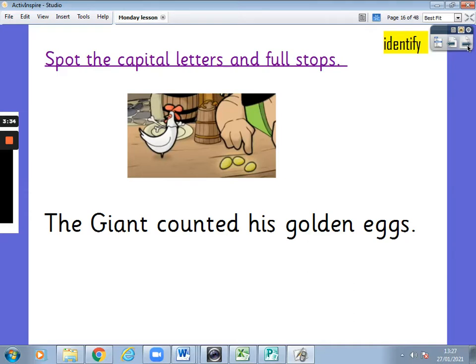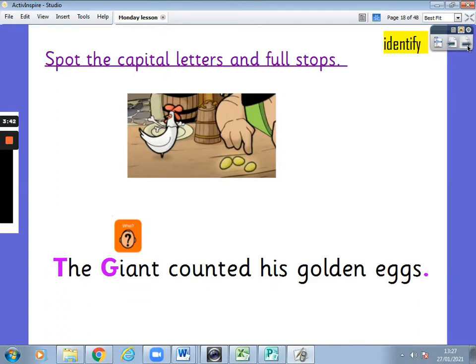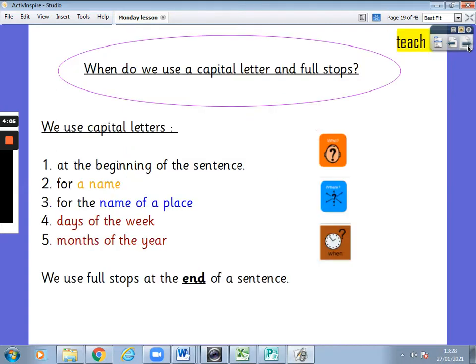The giant counted his golden eggs. Pause the video and spot them. That's right. Capital T for the is the beginning of a sentence. Capital G for giant, because that's his name in the story. Not only is he a giant, but actually that's his name. His name is Giant. And full stop after eggs to say the sentence is finished. The giant counted his golden eggs. Full stop.